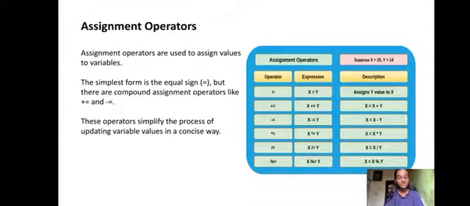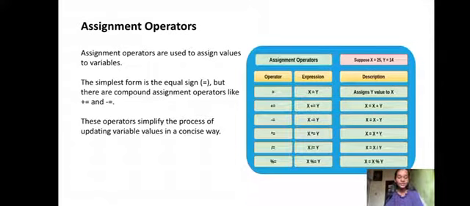So the description will be, suppose we take x is equal to 25 and y is equal to 14, the assignment assigns the value of y to x. So x = x + y, x = x - y, x = x * y, x = x / y, and x = x % y.